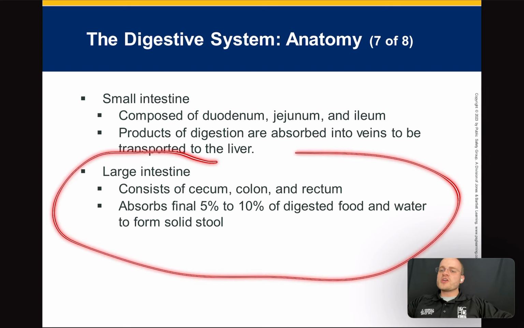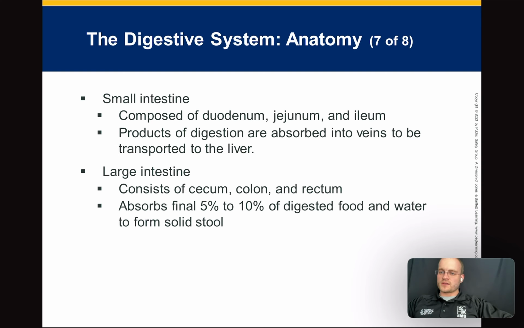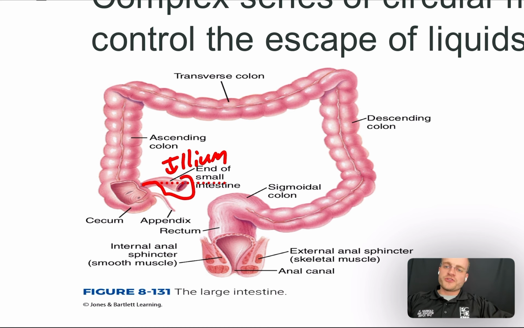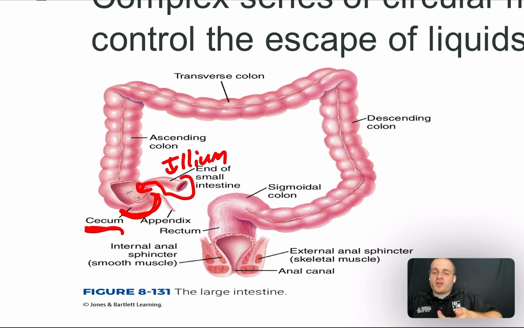Now, the large intestine. Let me just show you this, and then I'll go back to the previous slide. Remember, the small intestine goes duodenum, jejunum, ileum, and it dumps into the large intestine. Right here is the ileum, and the ileum will dump into the large intestine. In the large intestine, this little pocket down here, they love you to know, is called the cecum. It's like this little cup thingy.